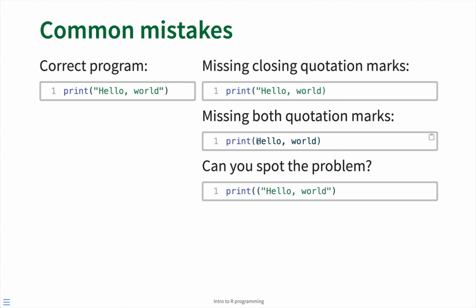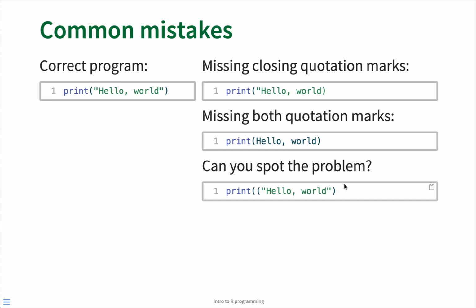We could, in fact, as in the second example, miss both quotation marks, right? Then R doesn't know that these are words we want to print out. It thinks they're some other symbols that we might have in the programming language. And so that would also give us an error. Take a minute and just look at this third example, see if you can figure out what the problem is. You might notice that we accidentally have typed in two opening brackets here, whereas we only have one closing bracket at the end here. We don't need the second of these opening brackets.